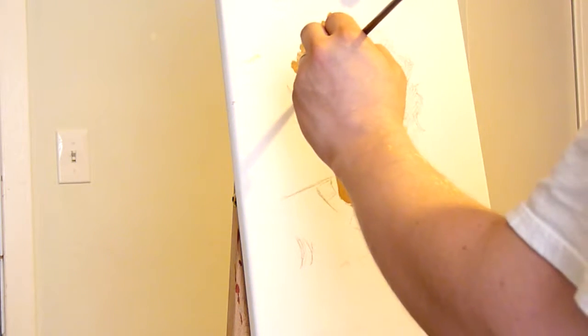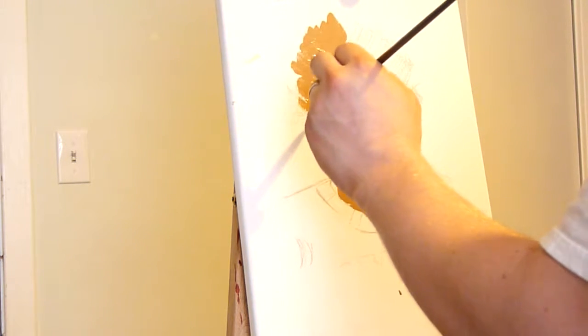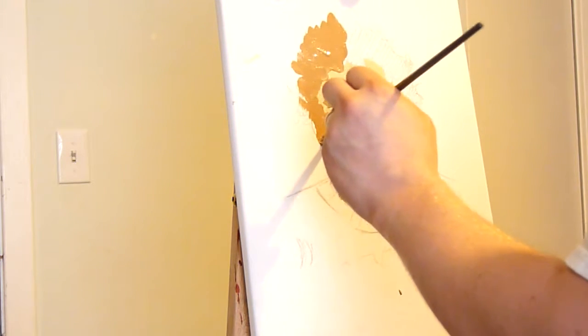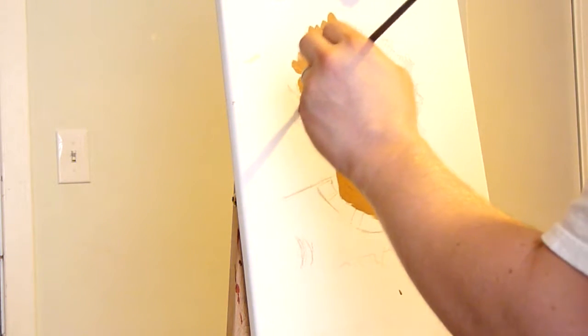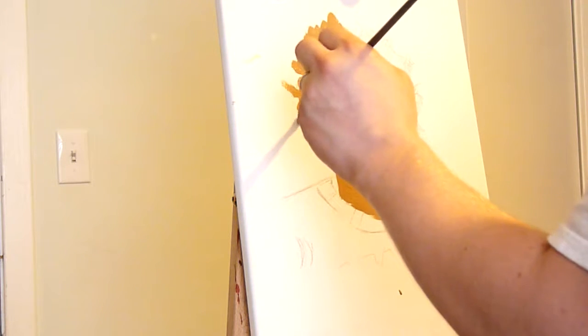Now your background is going to be a jewel tone. We've discussed jewel tones already, and if you look on the board, there's some examples if you're unsure what a jewel tone is.